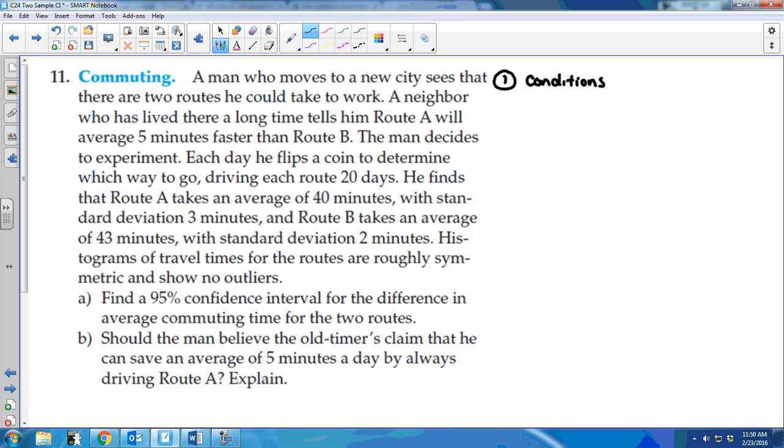All right, and then the nearly normal condition. We don't have data, and we don't have graphs, but they do tell us the histograms of travel times for the routes are roughly symmetric and show no outliers. So, because the histograms are roughly symmetric, the nearly normal condition can be satisfied, so the sample sizes are large enough. Everyone go with the condition? Then we write a sentence. Because the conditions are met, I can construct a 2 sample t interval. Excellent job.